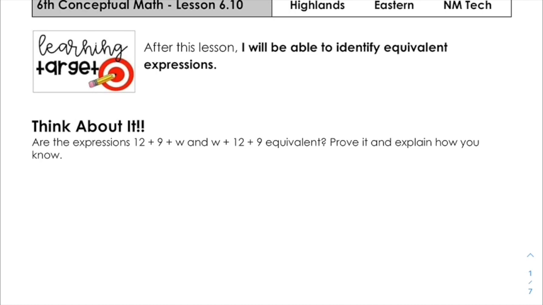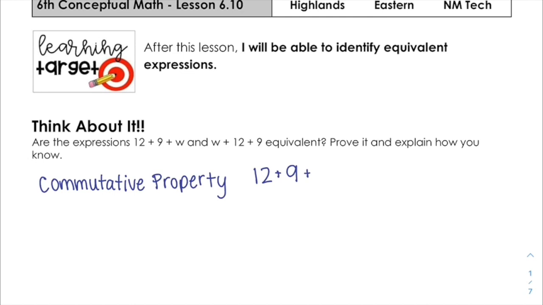All right, guys, hopefully you worked out your problem. Let's go ahead and get started. So, I know because of the commutative property that I can move the addends around and it won't change my sum. So 12 plus 9 plus w is the same thing as w plus 12 plus 9. And that's the commutative property that tells us that's okay.